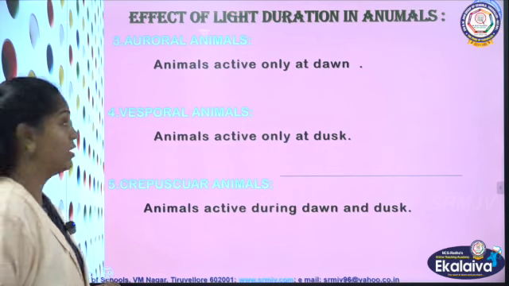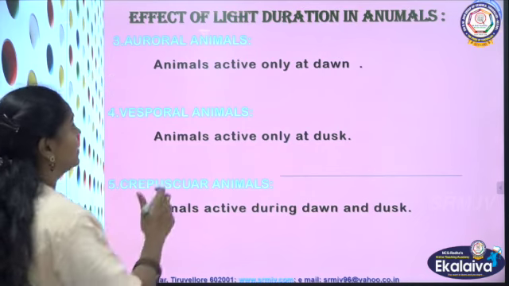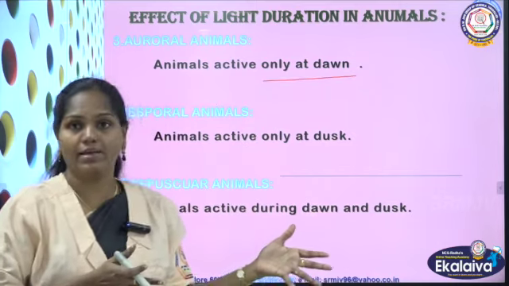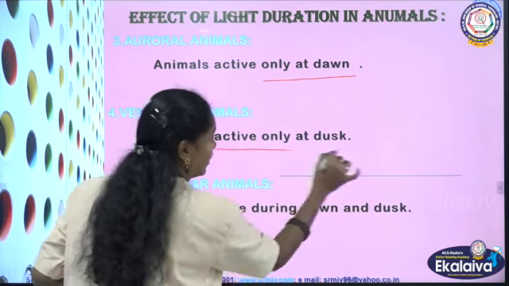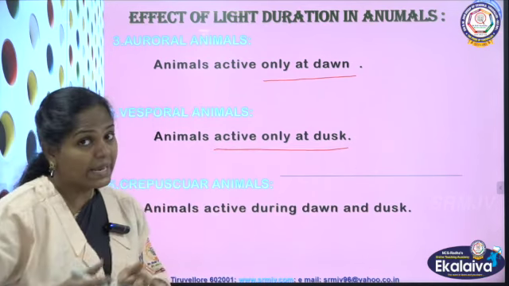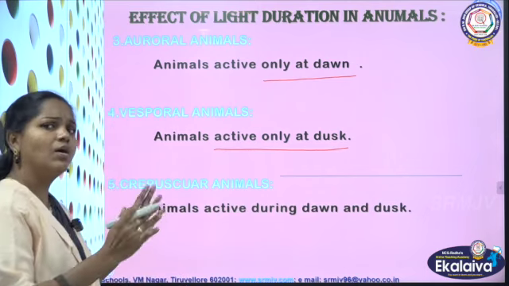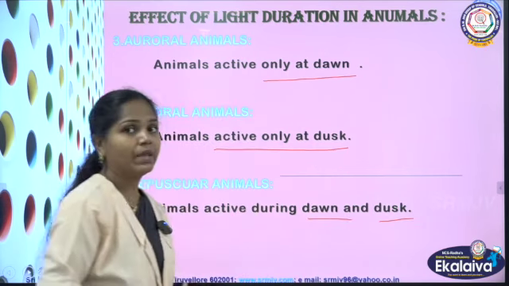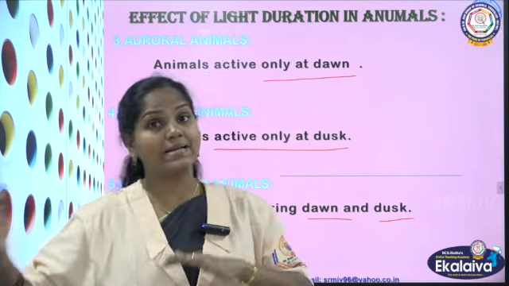What are the other 3 when you see? The third type is called auroral animals, the animals which are active only at dawn, early morning. And the vesperal animals, which are active only at dusk, late evening. Then crepuscular, in the sense, which are active during dawn as well as dusk. But they will go for rest during complete daytime and night time.